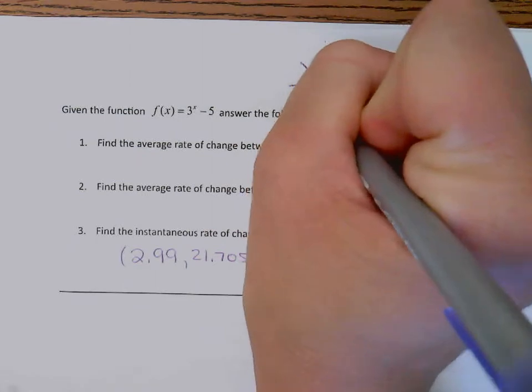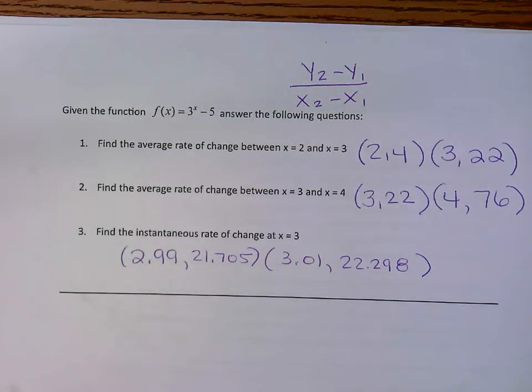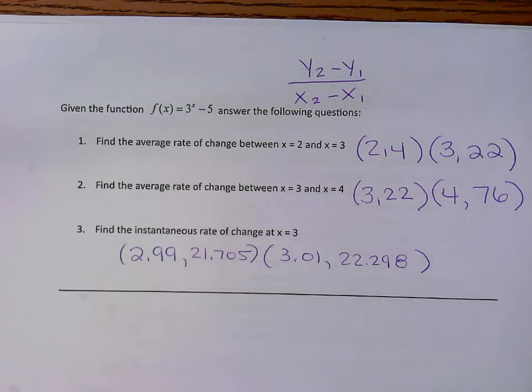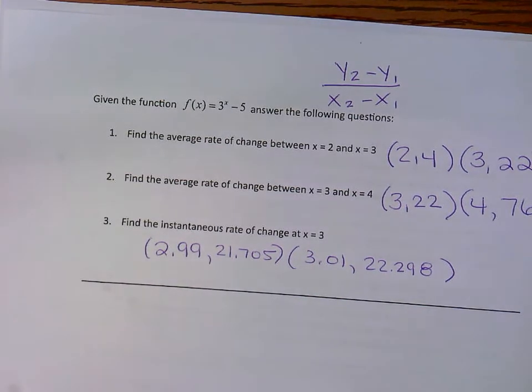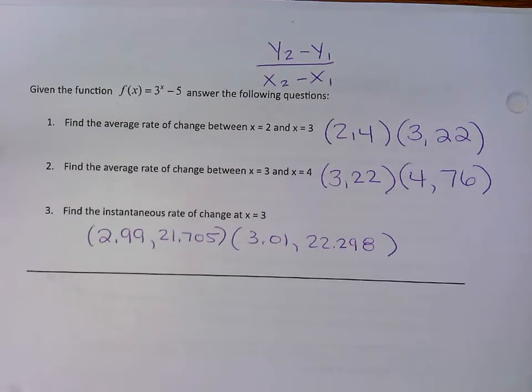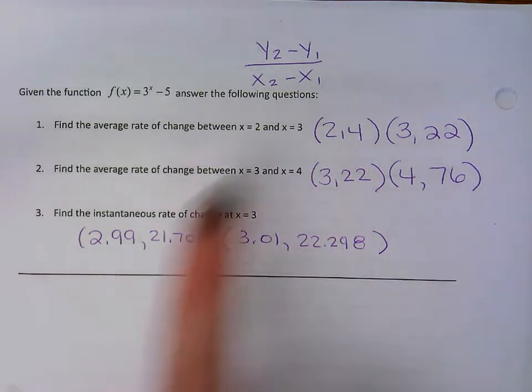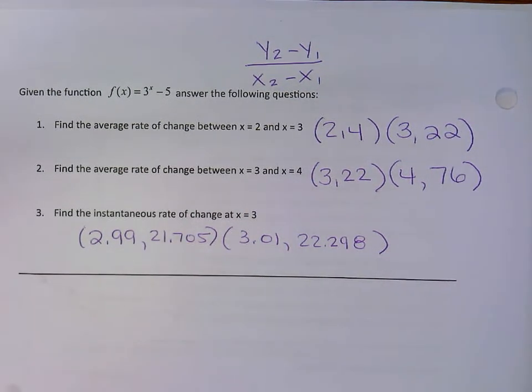y2 minus y1 over x2 minus x1. So you're coming up with the average rate of change and the instantaneous rate of change on the graph. Now I want you to take these 2 points and actually take y2 minus y1 over x2 minus x1. See what you get. Does anyone have questions on what to do next? We'll just see if we can pull the right answers out of here.